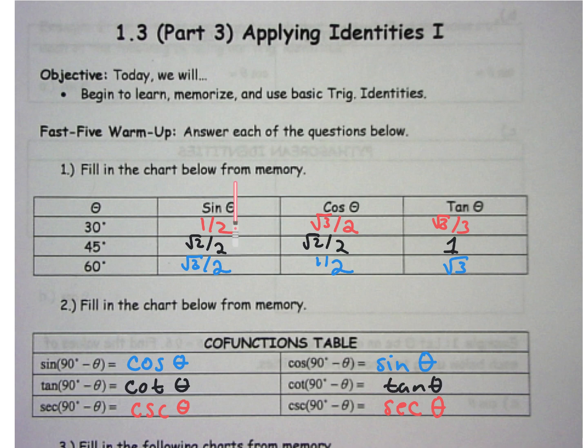So we started to notice how some of these values were repeating. So for instance, the sine of 30 was the same as the cosine of 60. And the sine of 45 was the same as the cosine of 45. Well, that's how we got to build our cofunctions table. When your angles added up to 90 degrees, your cofunctions had the exact same value. So that's that first little set of identities.